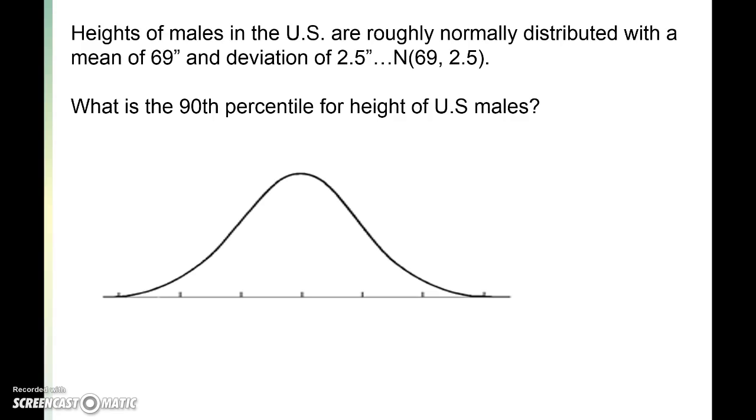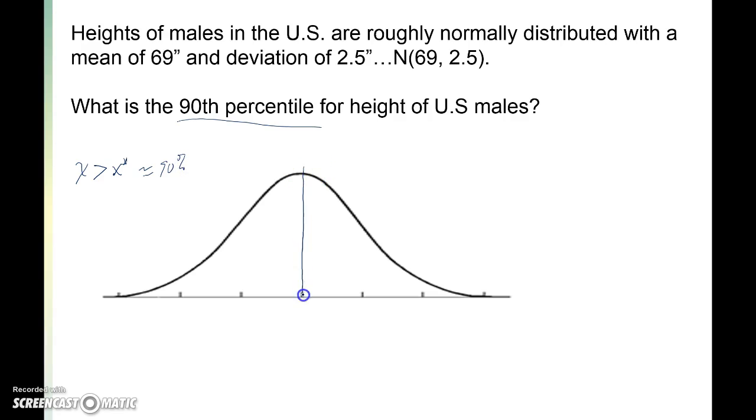So we know that we have a mean of 69 inches tall. We have a standard deviation of 2.5. Now we are interested in the 90th percentile for height. In other words, we are interested in a height where below that particular height is approximately 90% of all of our data. All right, so let's take a look at what we know.